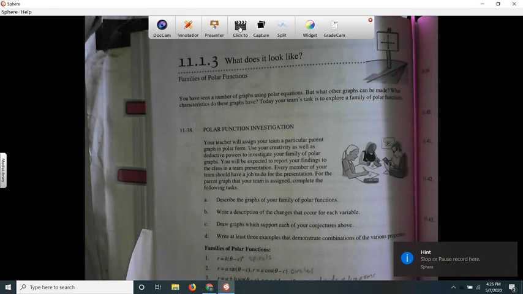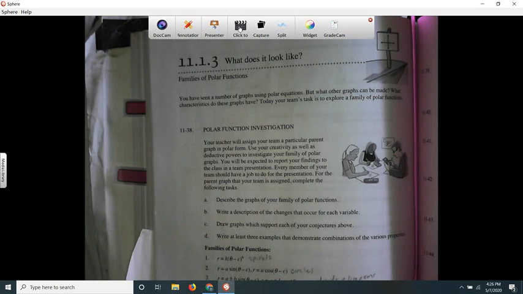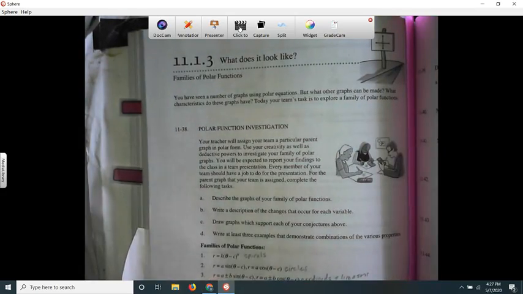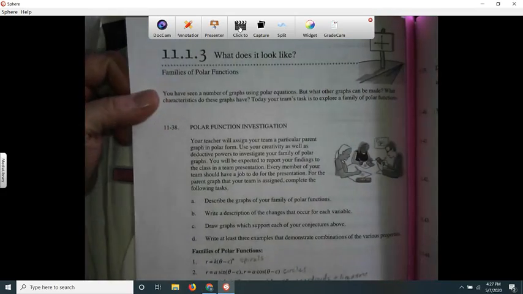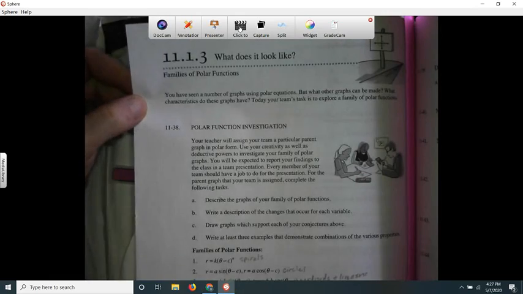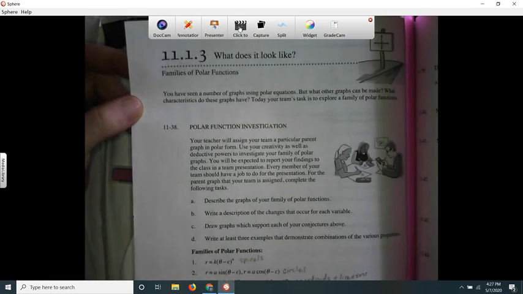Here's your pre-calc lecture for 11.1.3. It's families of polar functions. So your book just meant this, I think, to get you interested in other polar functions.